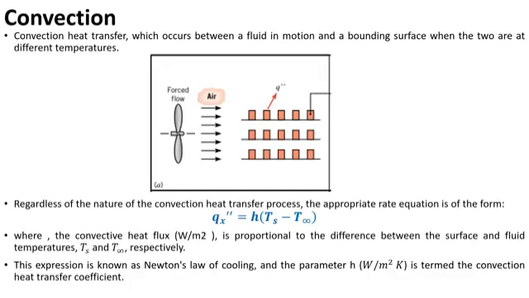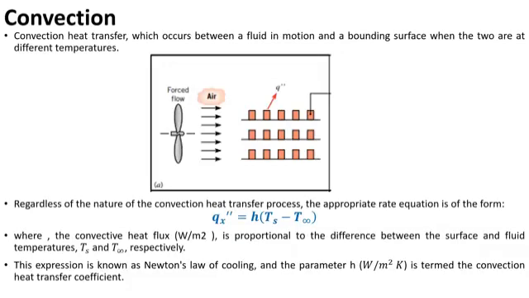Ts is the temperature of the bounding surface. For example, in this figure, Ts is the temperature of these blocks. T∞ is the free air stream temperature. T∞ is the fluid temperature, due to which convection heat transfer occurs. T∞, remember, is the fluid temperature, and Ts is the surface temperature.